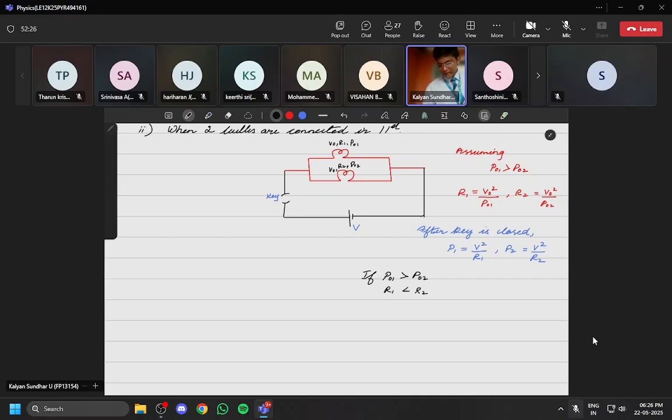Now after connecting with the potential V, whose power will be more? Since R2 is more, P2 will be less, correct? So P1, the power of the first bulb, will be greater than the power of the second bulb, right? In the previous case, since it was in series, we took current. Here, since it is parallel, we have taken potential. That's all. We are writing the power in terms of potential.